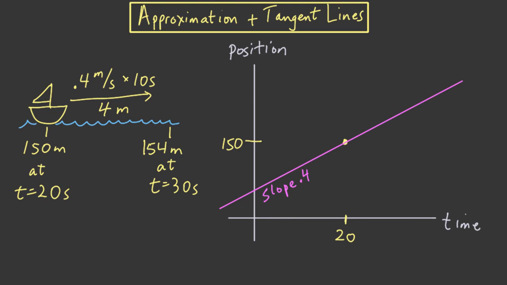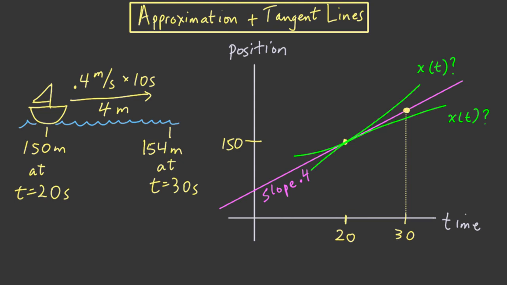We don't know anything else about the graph. The graph could look like this, or it could look like this. The only thing we know from this information is that it's tangent to this line at this point. But that's actually quite useful, because we know that a tangent line is going to be really close to the graph near this point. So we can approximate x of 30, whether that's here or here, by the height of the tangent line at t equals 30.